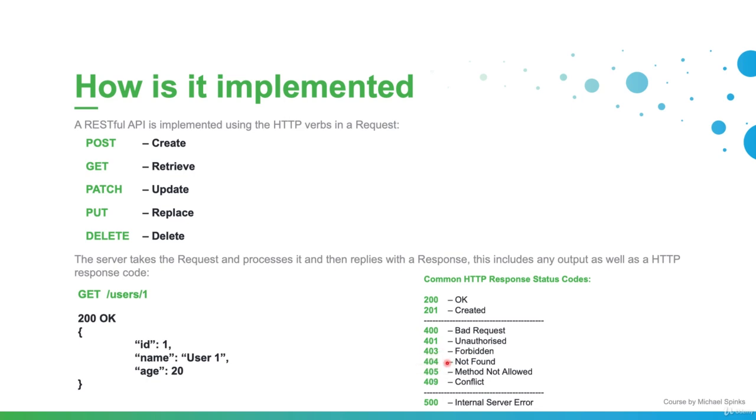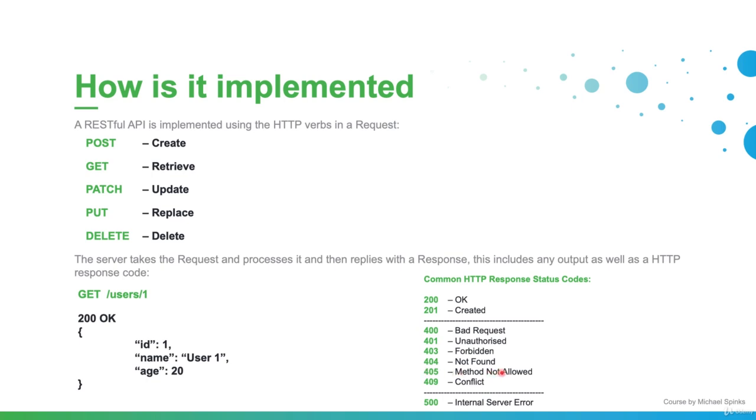404 you've probably seen, generally browsing using a web browser anyway, is where you click on a link and the link's dead. So the endpoint is not available. So if we go to say get /users/5 and a user with an ID of 5 doesn't exist, you should get a 404 error.